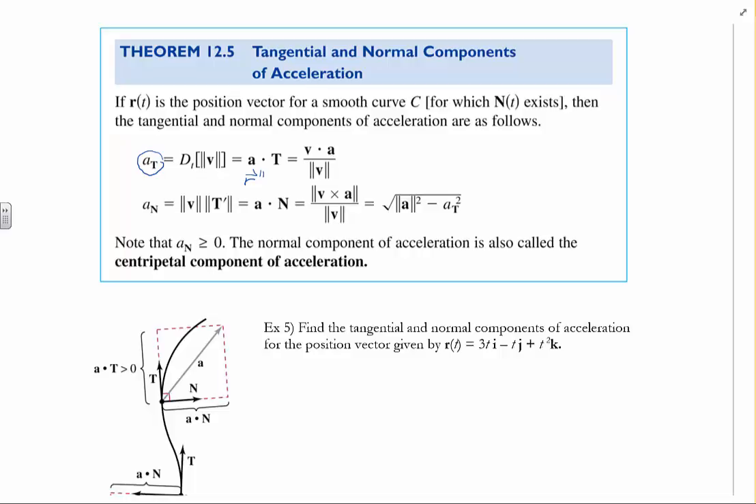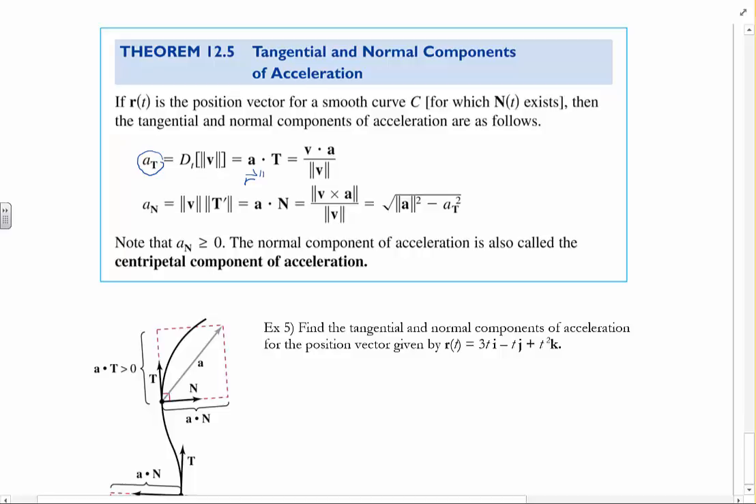We have our tangential component, which is here. We have our normal component, which is there. And again, these are components, so these are scalar values. And we're just going to go through and use the formula, because I feel like I'm talking way too much about it and not just doing it. So let's just do it.